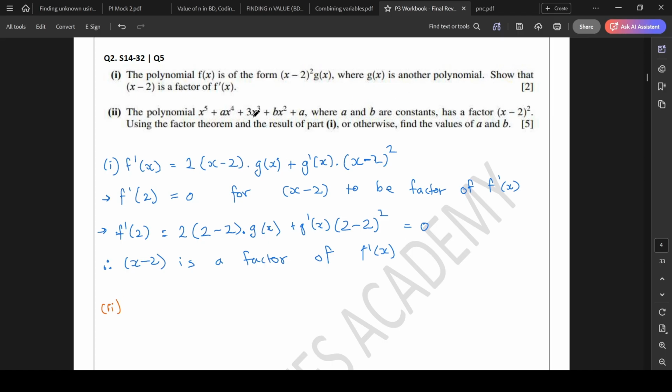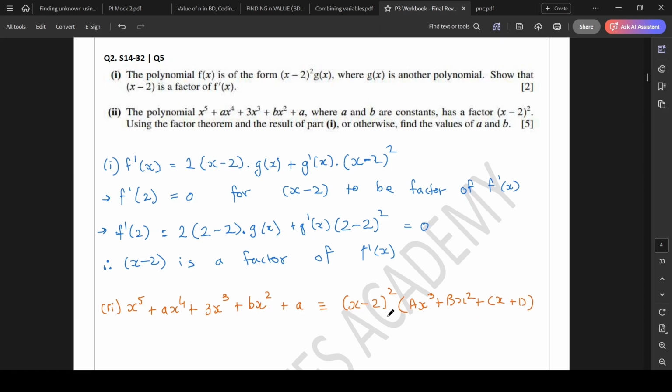I have a polynomial x to the power of 5 plus ax to the power of 4 plus 3x cubed plus bx squared plus a. Now this can be expressed in the form of (x minus 2) squared, and then I need some kind of cubic polynomial, which I can write as ax cubed plus bx squared plus cx plus d.